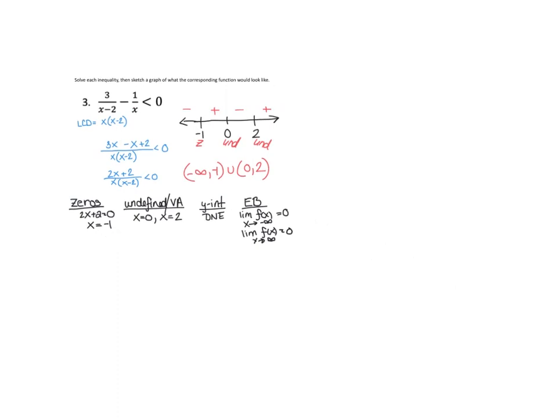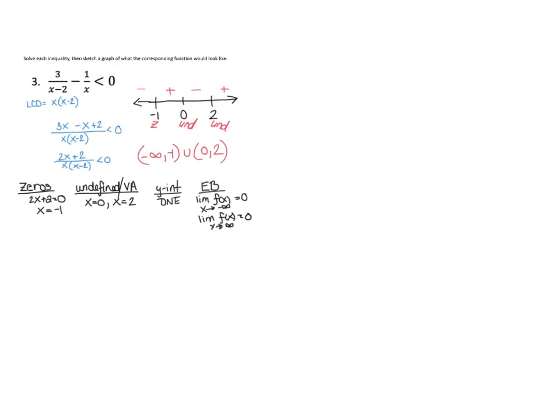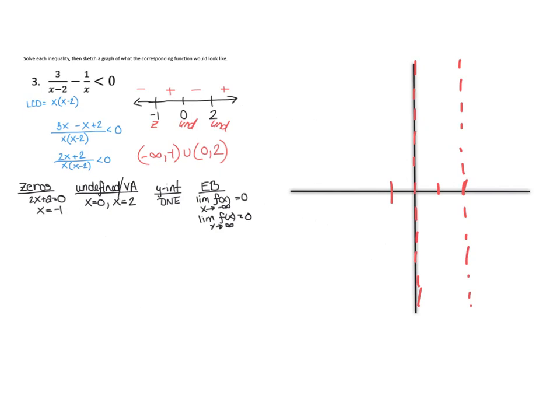And now I would like you to sketch the corresponding function. Hit play when you're ready to check your answer. So I have vertical asymptotes at x equals 0 and x equals 2. I have a 0 at x equals -1, and there is no y-intercept because, of course, I have a vertical asymptote there. Using my sign chart, I know that my function is negative and that the end behavior is approaching 0.